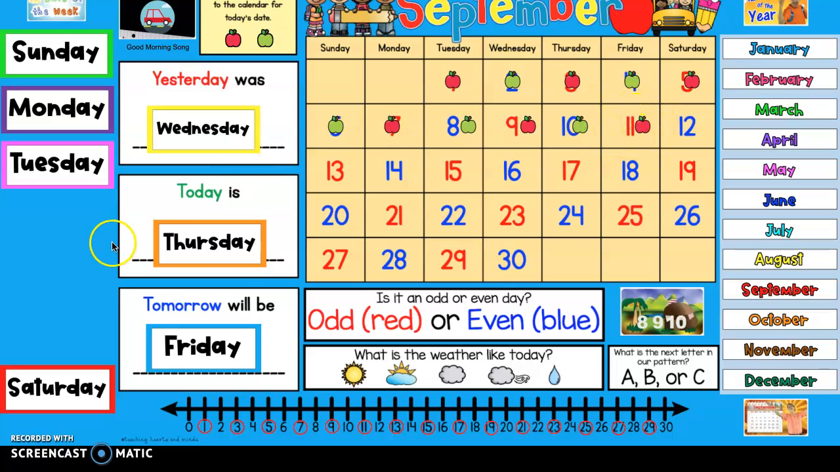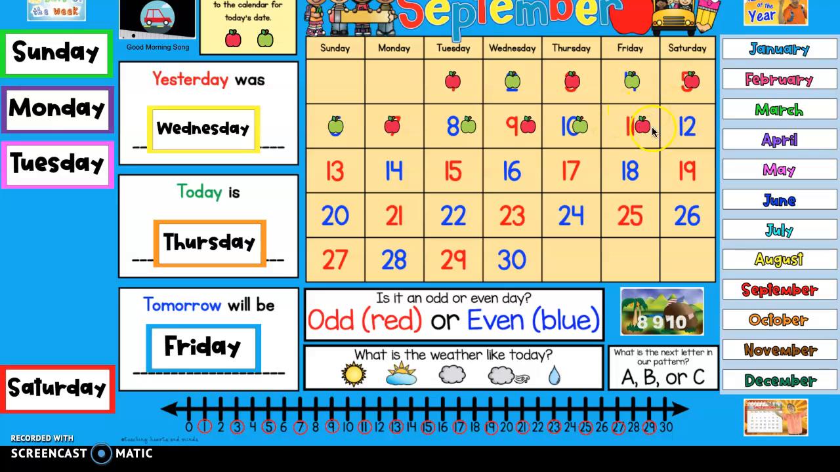Today is Friday, September 11th, 2020. So today is the 11th, and if you notice, it's Friday, September 11th, 2020. Very good. What will tomorrow be? What number will it be? It'll be the 12th. Awesome.